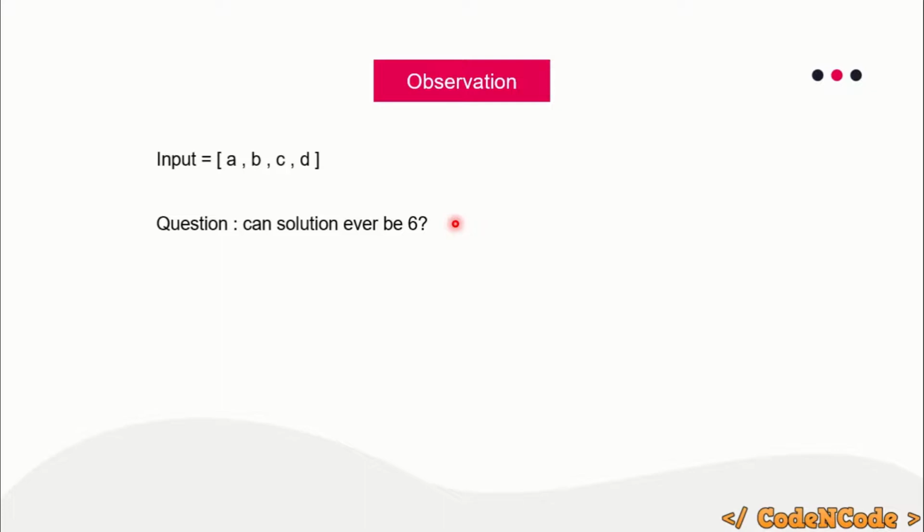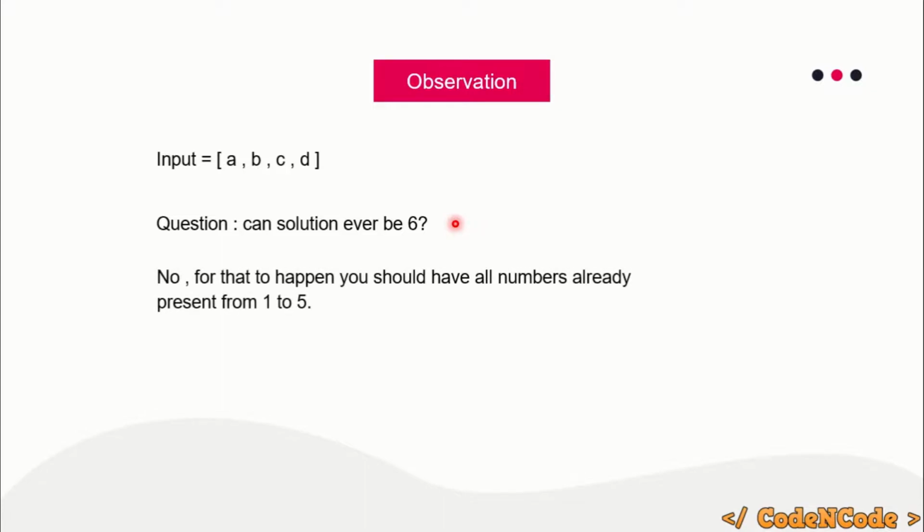So the answer is actually no. It is not possible. Why? For the answer to be 6, you should already have all integers 1 to 5 present in the input array. But for that, the size of the input should be 5 and we have only 4. So the answer cannot be 6 or greater than that, right? So the maximum answer can be 5, that is n plus 1. If you have an input array of size 4, the answer can be at max 5. Okay, so this is an important observation. If you have an input of size n, the answer can be at max n plus 1.